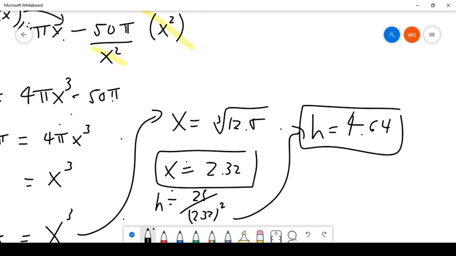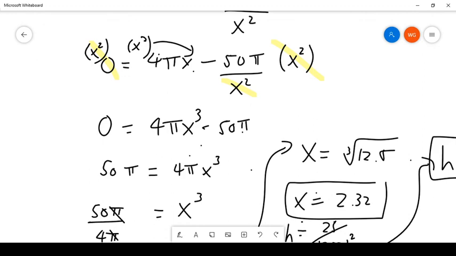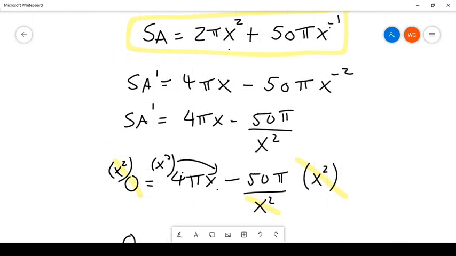Now, if you wanted to double check that it was a minimum, all you would do is go back to the derivative and find the second derivative. SA double prime would give us a positive result. You can just do that as a mental exercise on your own if you wish. I didn't ask you to prove it, but you could take SA double prime and you'd get a positive result. And a positive second derivative at a given value means concave up, which means a minimum.